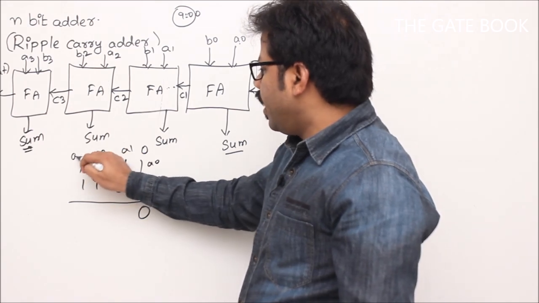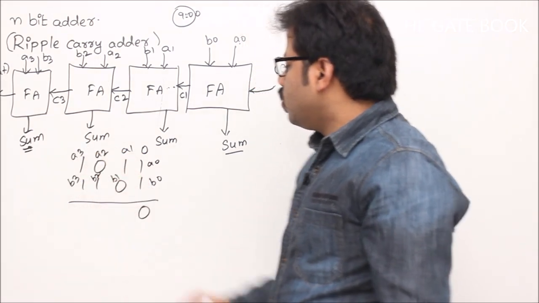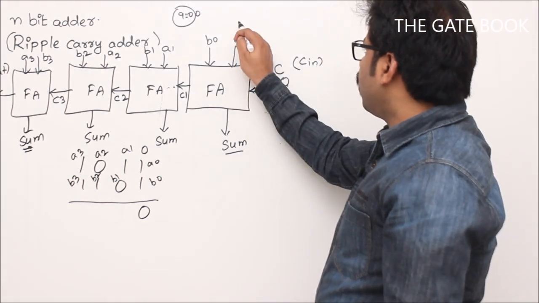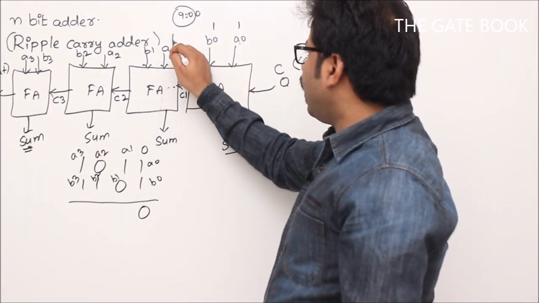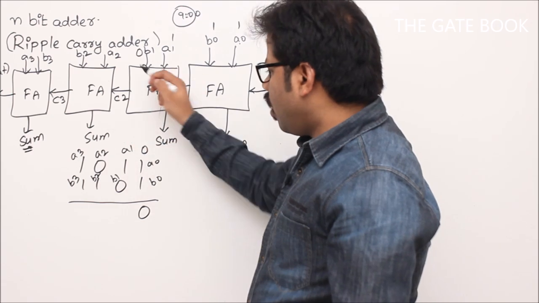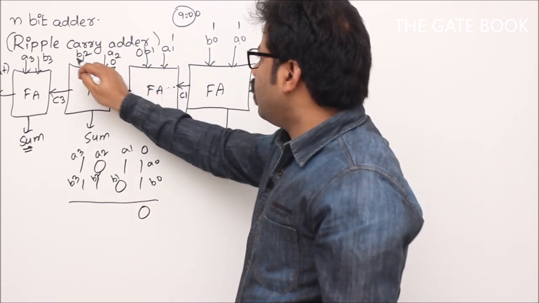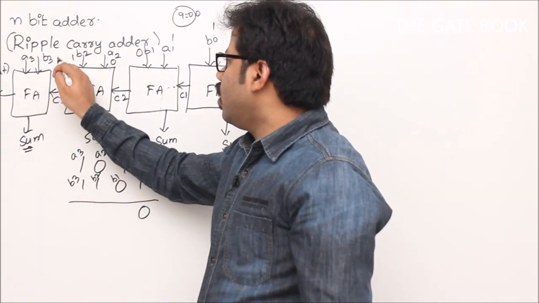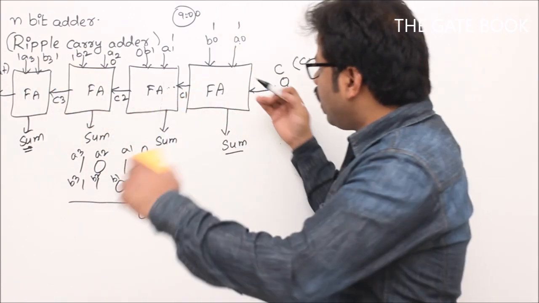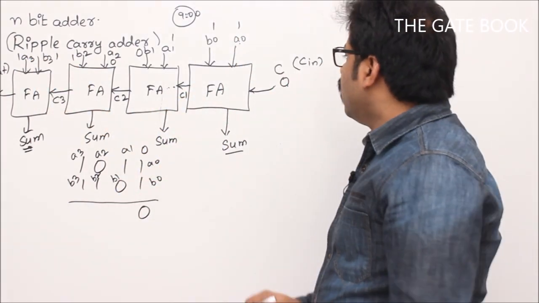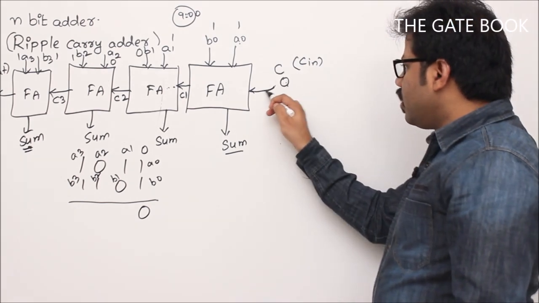I will tell you. A3 B3. So A0 B0 is 1 1. A1 B1 we are connecting 1 0. A2 B2 appropriately, whatever it is, 0 and 1. And A3 B3 is 1 1. All these inputs are available at 9 o'clock. Just give them. Then after that we will be giving 0 here.